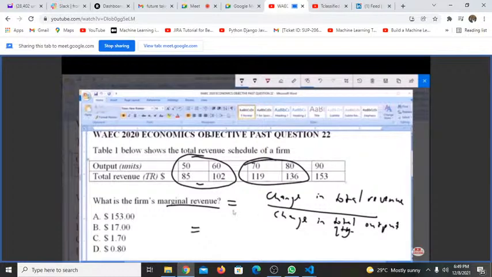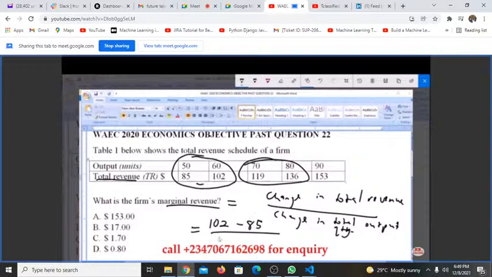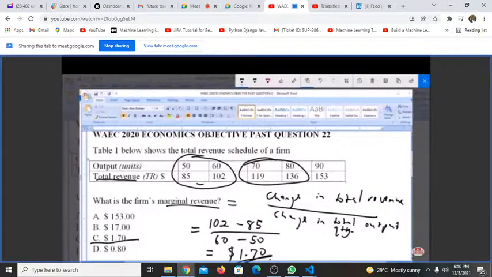So now, change in total revenue will be equal to 102 minus 85, over change in total output quantity, which will be equal to 60 minus 50. If you do that, that will give you $1.70. $1.70 is option C. So it is the correct answer to that question.